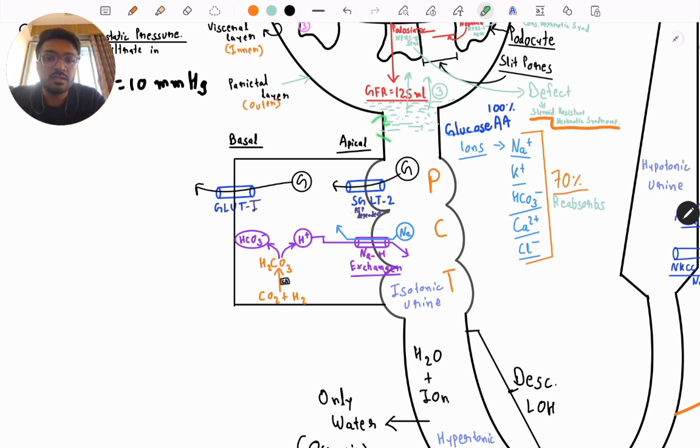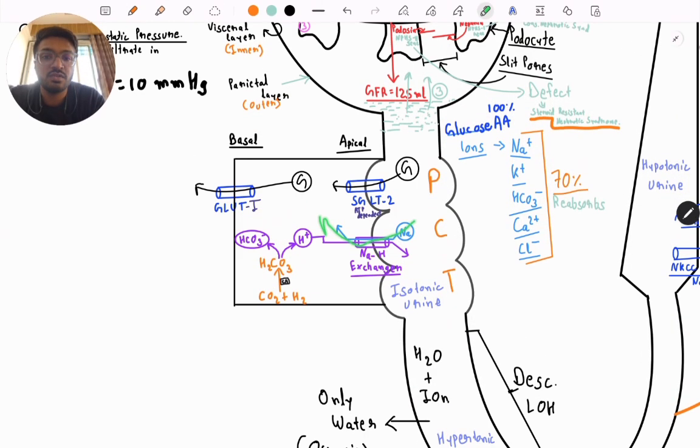Then this side of the cell, where it's facing towards the PCT, will be called the apical side, and the side away from it is called basal or basolateral. Now on the basolateral side we have the GLUT1 channel, which is going to transport the glucose that was reabsorbed from the PCT back to the blood. We also have a sodium hydrogen exchanger channel here.